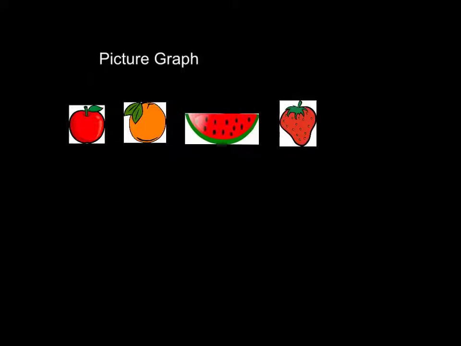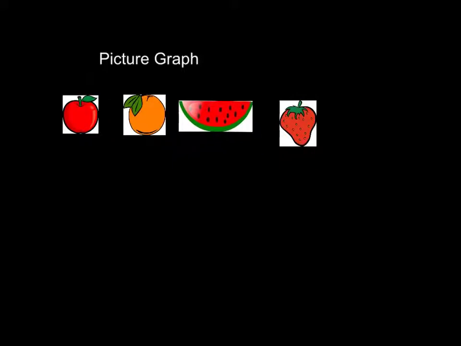Now, how are we going to do this? What are we going to do? We need to go around and ask each person what's their favourite fruit. Okay, so we have a choice of 4, as we said. We've got apple, orange, watermelon and strawberries. That's what we're going to use for this example.